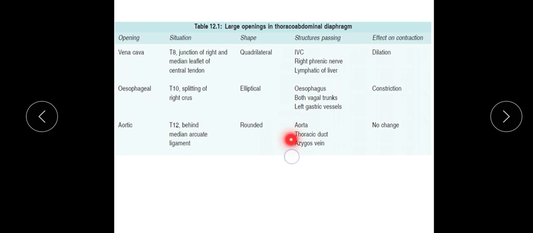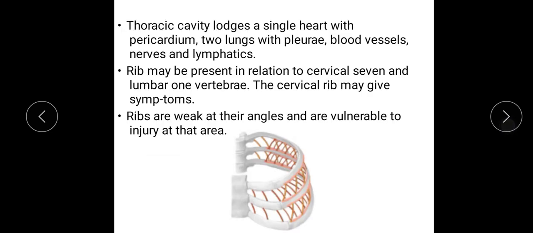Structures passing through the aortic opening are remembered by the mnemonic ATA or AAT: aorta, thoracic duct and the azygous vein. The examiner may put it as all except: the structures passing through the aortic opening are all except aorta, thoracic duct and the azygous vein. This table is important as far as MCQ is concerned.